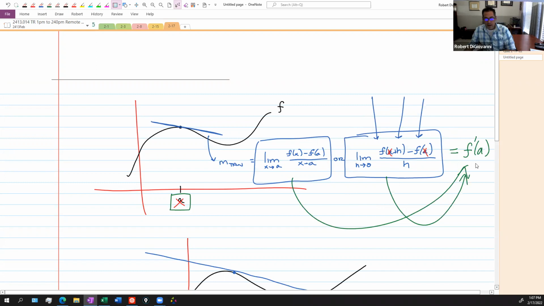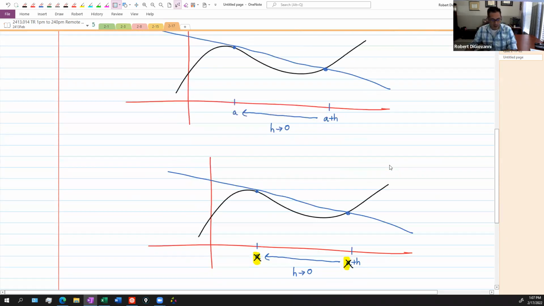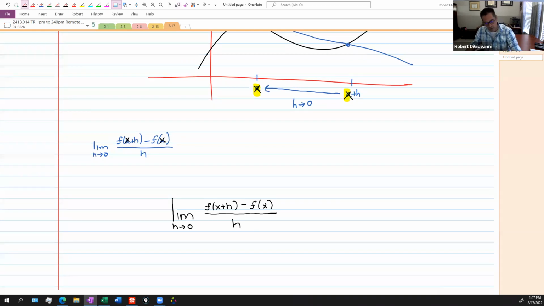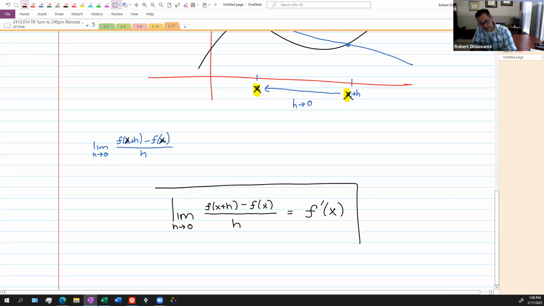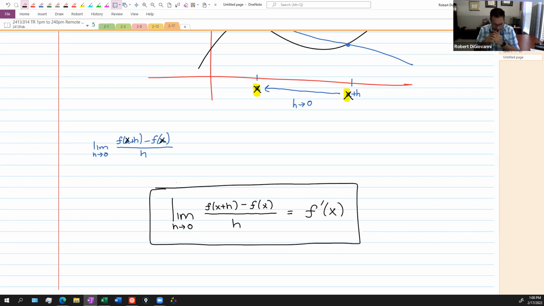Well, if I'm now going to replace the a with x, then this down here is now what we call f prime of x, right? It's the same thing, just replace the a with x. This right here is the new formula that we're going to be using pretty much for the rest of the class, all right? This formula. Now, any questions on that? We're just replacing a with x and we've got this new formula. That's it.